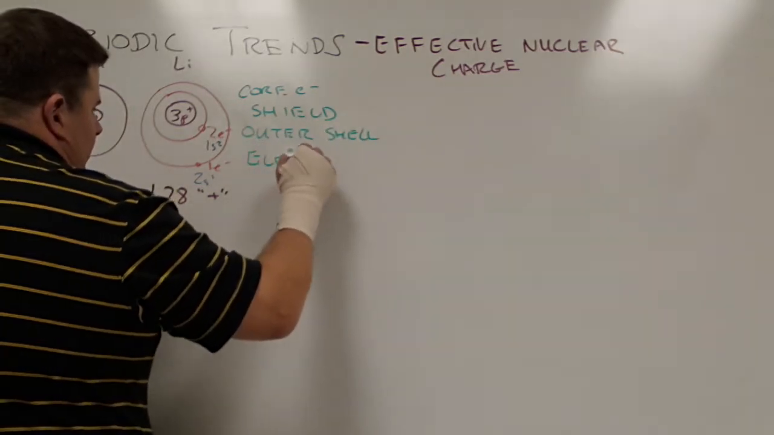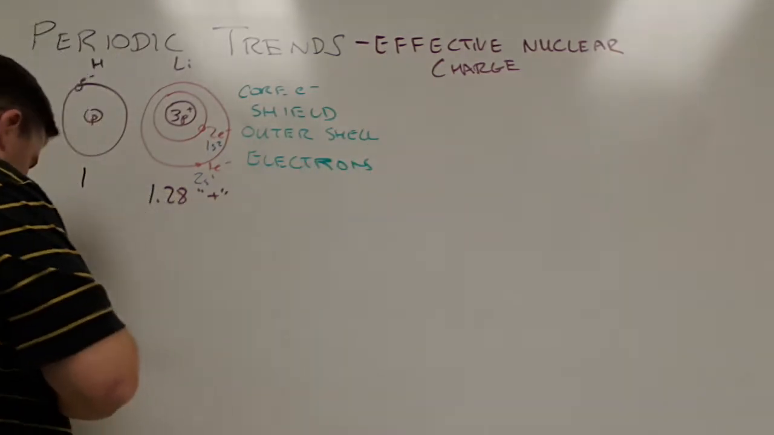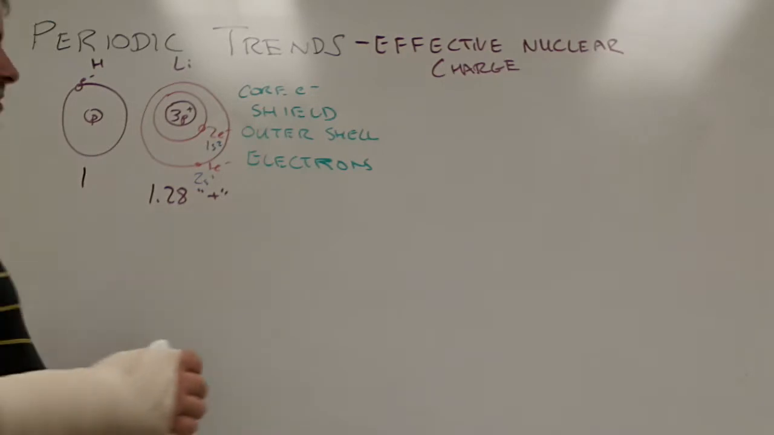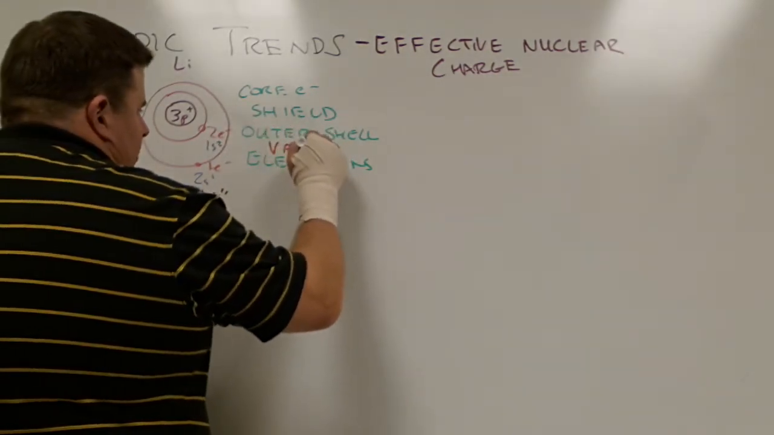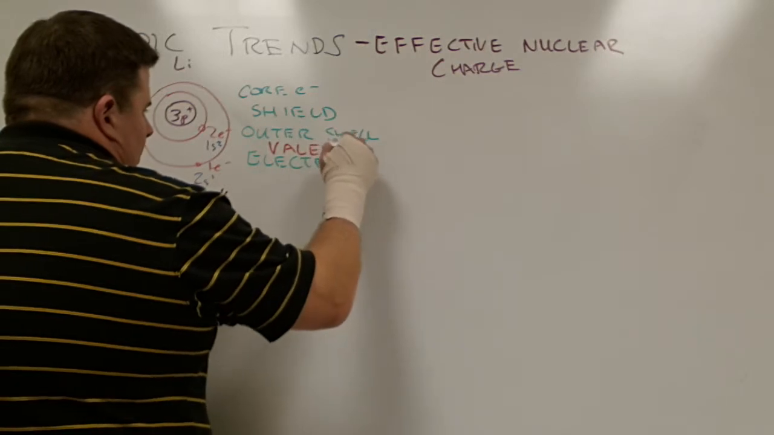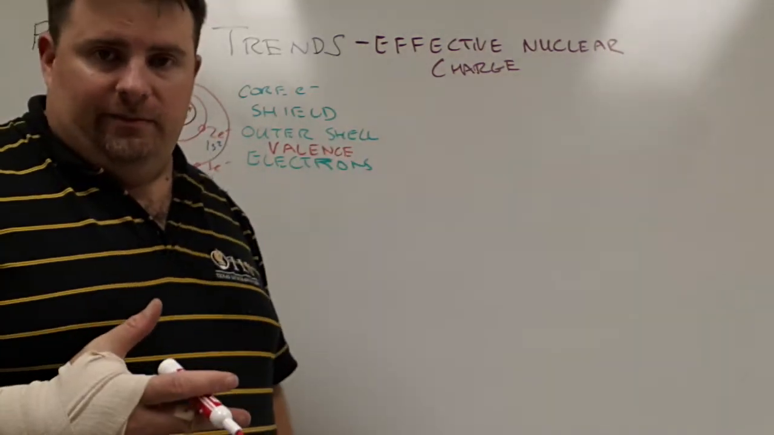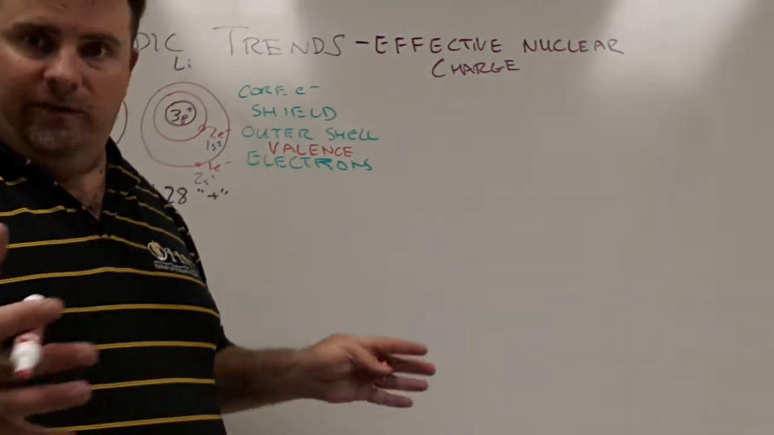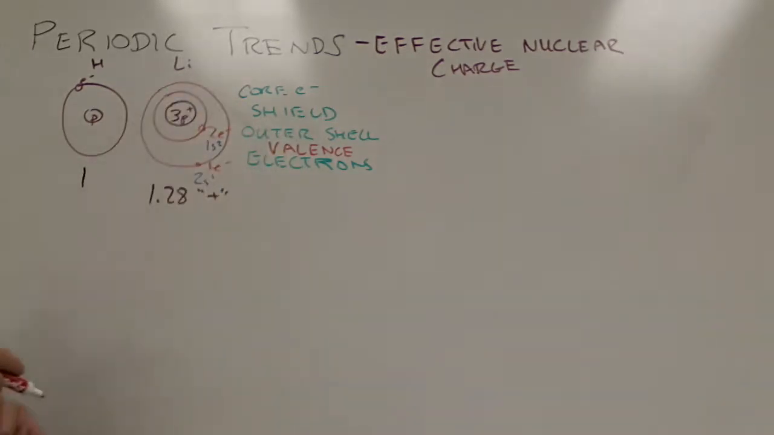It should be noted that I have now introduced a term that's actually very important. Outer shell electrons. Another way of stating outer shell is to call them valence. Valence electrons are the electrons in the outermost shell of any atom. They're the ones that do all the bonding. Valence electrons are crucial to all of chemistry. So valence electrons are only the ones that are on the outside.